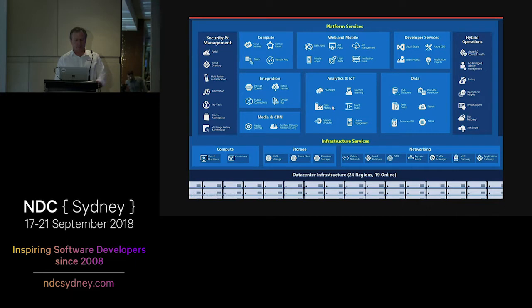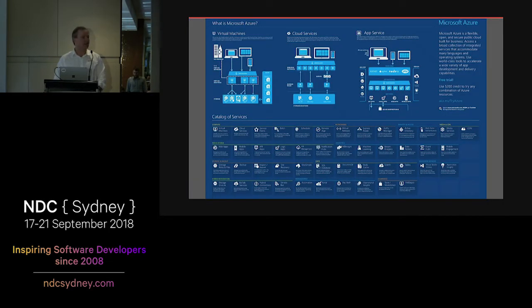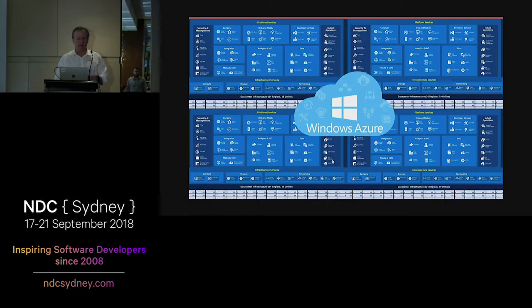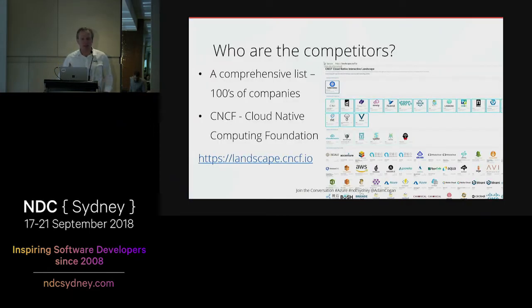Do I start with computing or web and mobile? Which parts of web and mobile? The data side is a lot. And this is an old slide. If you look and you see that's 24 regions, you know straight away that this is an old slide. Here is a more modern slide, and it gets busier. And an even more recent slide is getting worse. And that's just Azure.